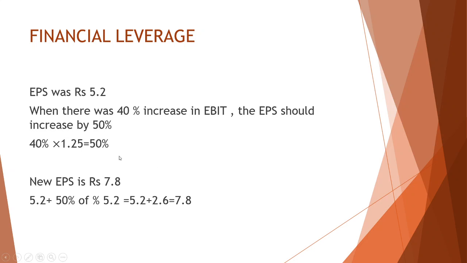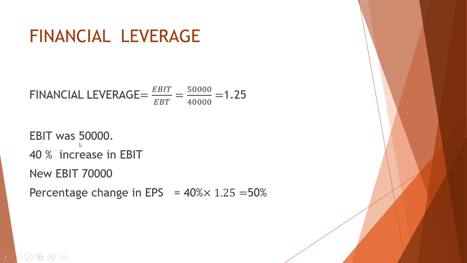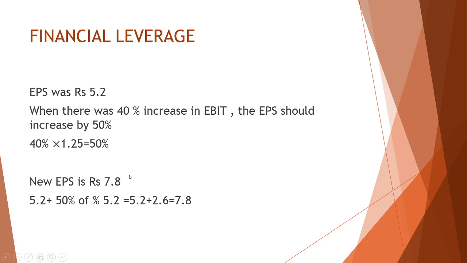So when the EBIT increases by 40%, the EPS will increase by 50%. How have we come to know about this? We came to know that it will increase by 50% with the help of leverage. Financial leverage is equal to EBIT divided by EBT. 50,000 divided by 40,000, 1.25 times. So there will be 1.25 times change in the EPS, which we have seen, isn't it? With a 40% increase in EBIT, there was a 50% increase in the EPS. This is the concept of financial leverage.